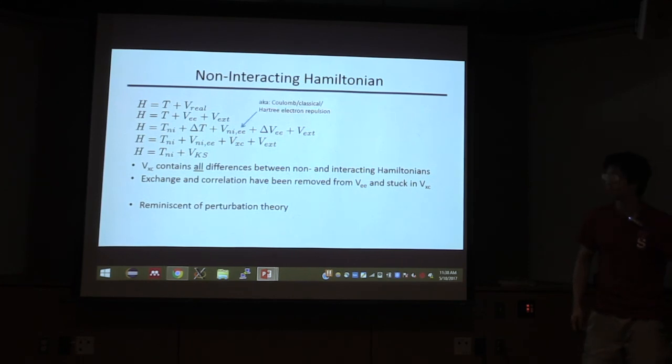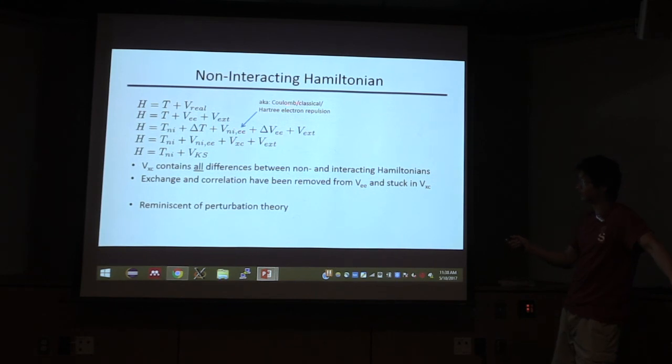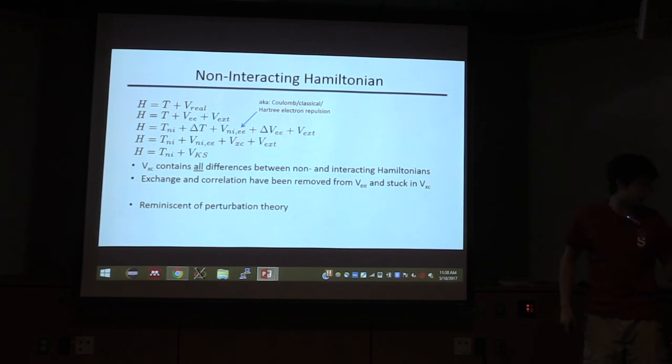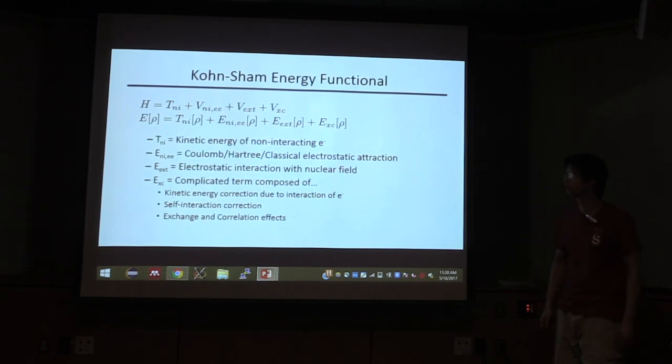Okay. Once you make this non-interacting, in the DFT literature, it's also called the Coulomb, classical, or Hartree electron repulsion. I'll probably be calling it Coulomb or classical throughout the talk. This is the other slide, just made more explicit in case you don't follow talking as easily as text.